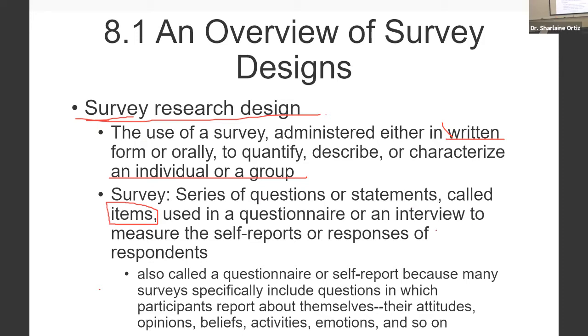We try to use them both in a questionnaire or an interview to measure self-report. For example, when we are doing the questionnaire, we can think about that they are self-reported. But when we're thinking about an interview, I want you to think about the responses, right? That's a really good understanding, a good way to see both.